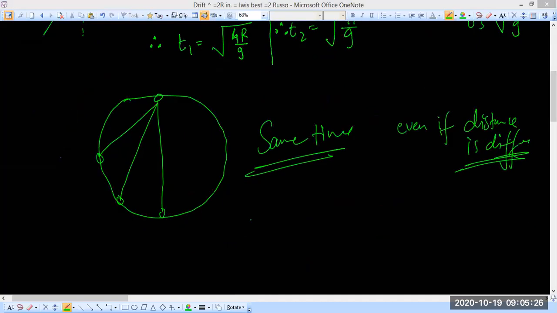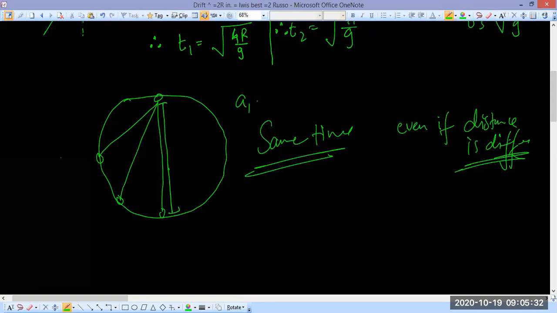Direction is different. Actually what happens is, the first one has to travel more distance, but its acceleration is also more. The second one has to travel a little bit less distance, but its acceleration is a little bit less. It is g cos 30, so that is g into 0.865. Cos 30 is root 3 by 2. Okay, and the third one has to travel even less distance.